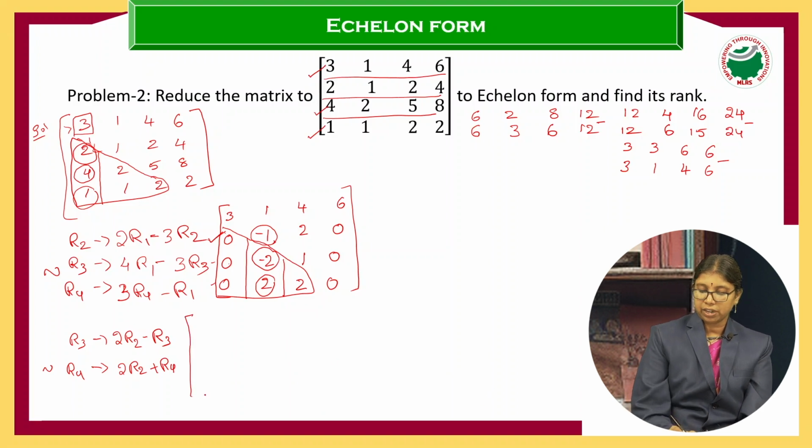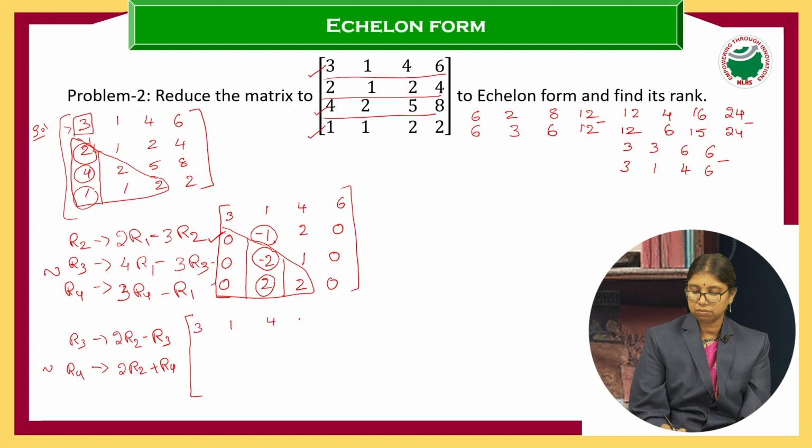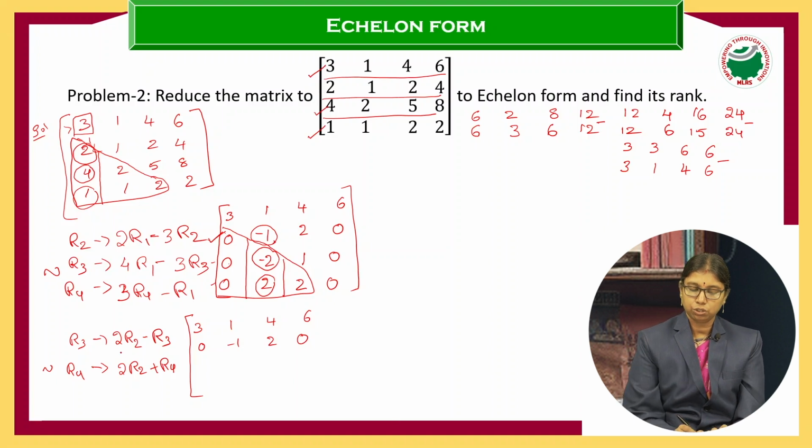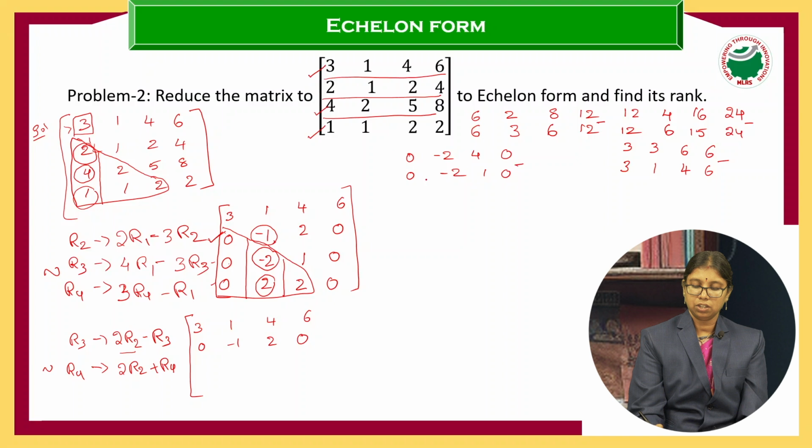Now what about the values? We are not changing the first two rows, that is 3, 1, 4, 6 and 0, minus 1, 2, 0. Next for R3, we are using the row operation 2R2, so multiply the second row with 2. That gives 0, minus 2, 4, 0. And R3 is 0, minus 2, 1, 0. By subtracting, 0 minus 0 is 0. Minus 2, minus of minus is plus 2, so minus 2 plus 2 is 0. 4 minus 1 is 3. 0 minus 0 is again 0.